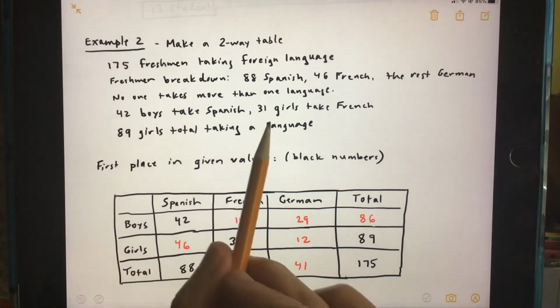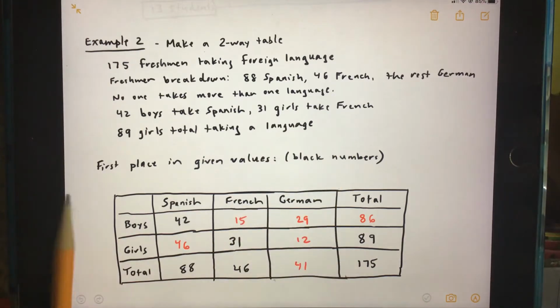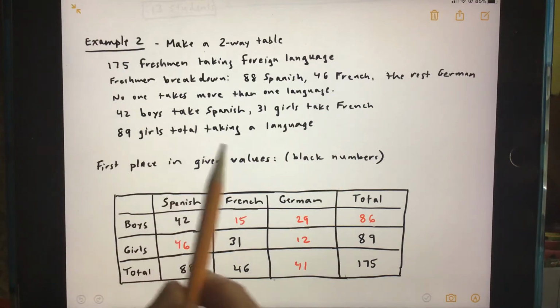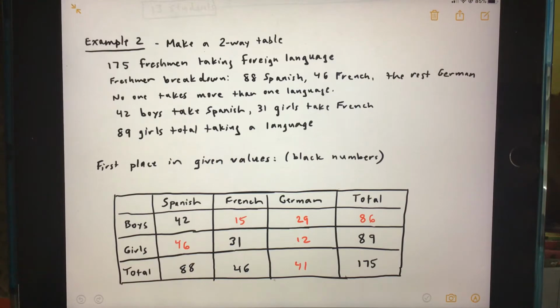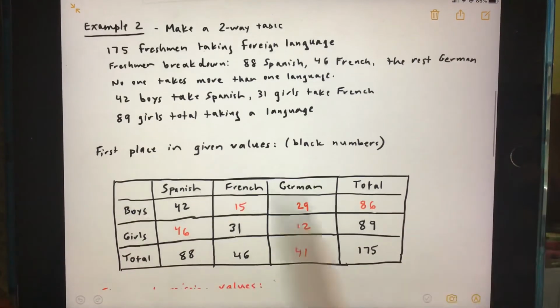42 boys take Spanish, 31 girls take French is given information, and we're also told that 89 girls total take a language. First we're going to set up our two-way table, and that's everything that you're going to see in black here. I wrote across Spanish, French, German. I could have done that down the side, but I chose to go across the top. I'll leave another column for my totals. Then there are breakdowns for each of these languages for boys and girls. Again, I could have put boys and girls on the top, Spanish, French, German down the side. I can set it up either way, giving myself then beneath boys and girls a total.